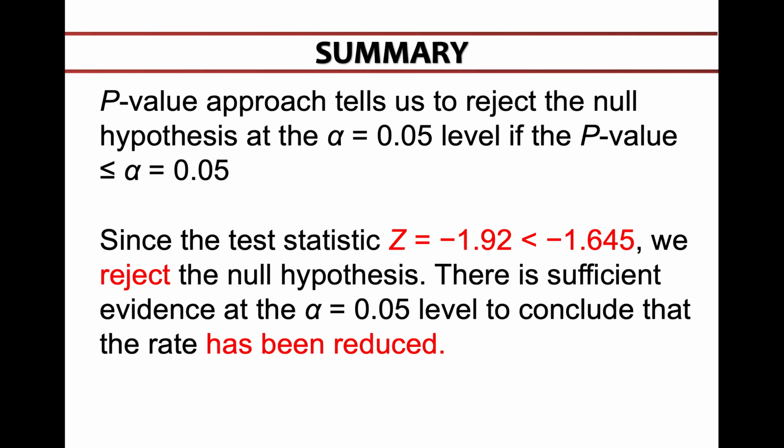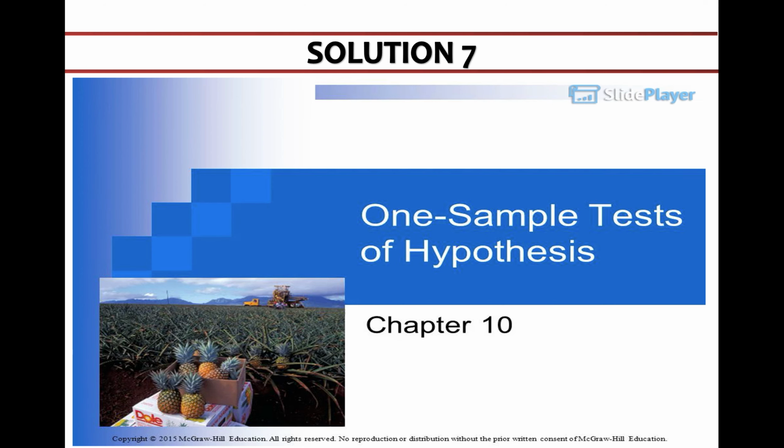Okay, so the summary is the p-value approach tells us to reject the null hypothesis at the alpha equals 0.05 level if the p-value is less than or equal to alpha equals 0.05. As the test statistic z equals negative 1.92, which is less than negative 1.645, we reject the null hypothesis. There is sufficient evidence at the alpha 0.05 level to conclude that the rate has been reduced.